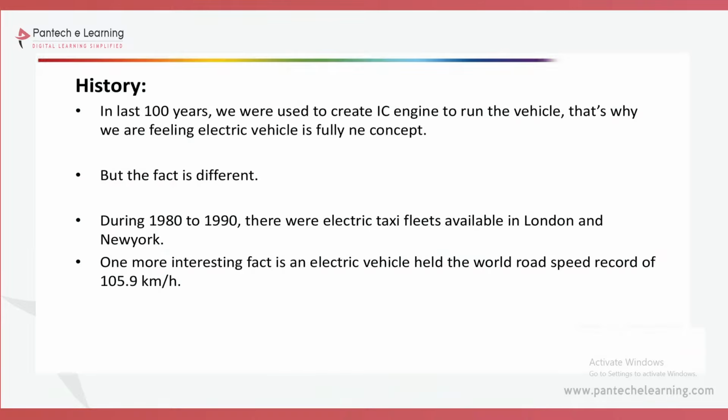So now we can see the history of the electric vehicle. For the last 100 years in India we have used IC engines, the internal combustion engine. That's why the electric vehicle seems like a new concept, but the fact is different. In the 1890s, electric taxis flooded New York. One more interesting fact: an electric vehicle held the world road speed record of 105.9 kilometers per hour. This is the first EV, and its speed record is over 100 kilometers per hour.